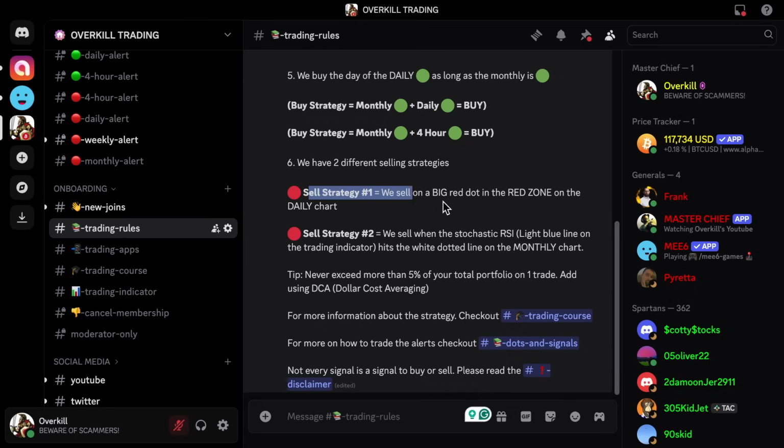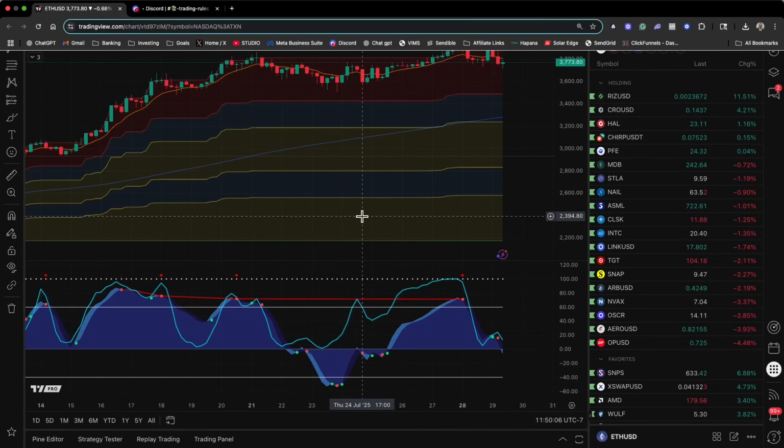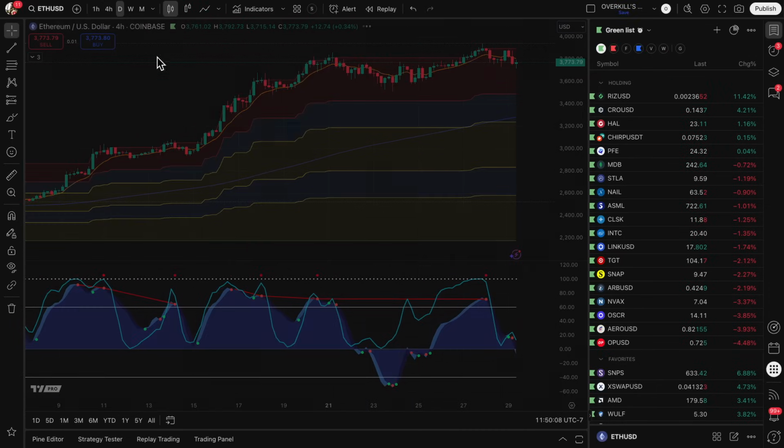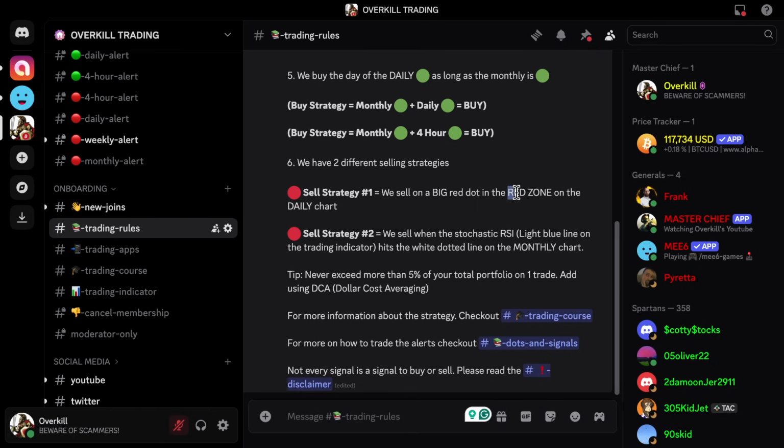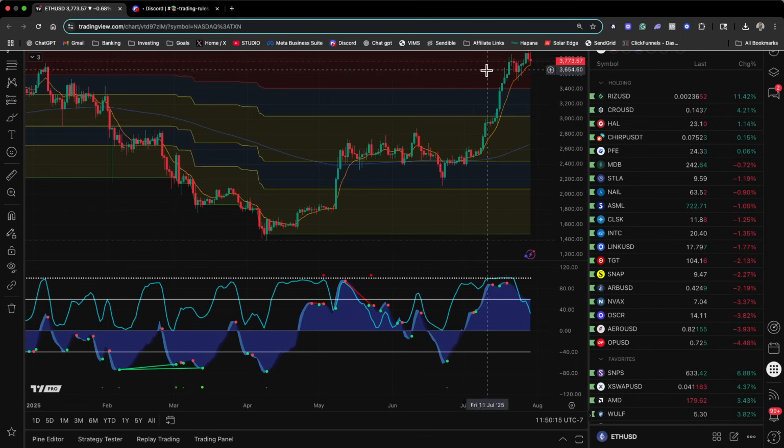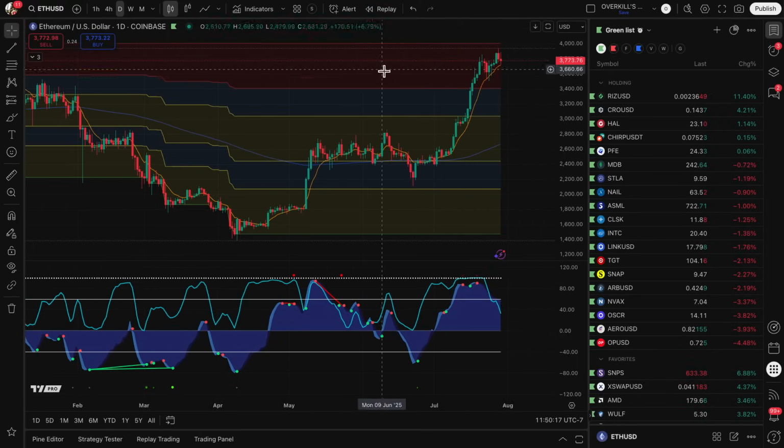So sell strategy number 1, we want to sell a big red dot in the red zone on the daily. The first sell strategy is focused on the daily chart. If you come in here to the daily chart on Ethereum, we are looking up in the red zone. When I talk about the red zone today, we're talking about this top level. This is a Fibonacci retracement tool.